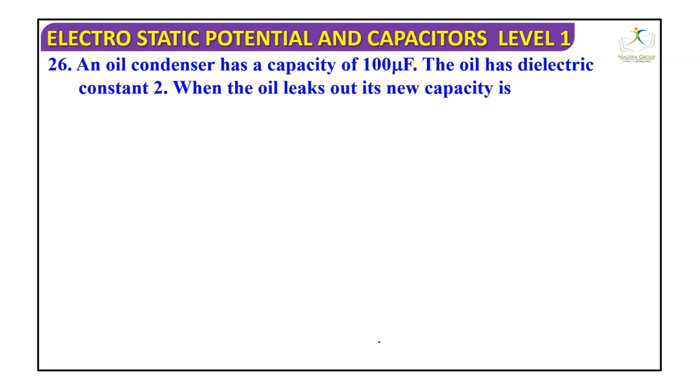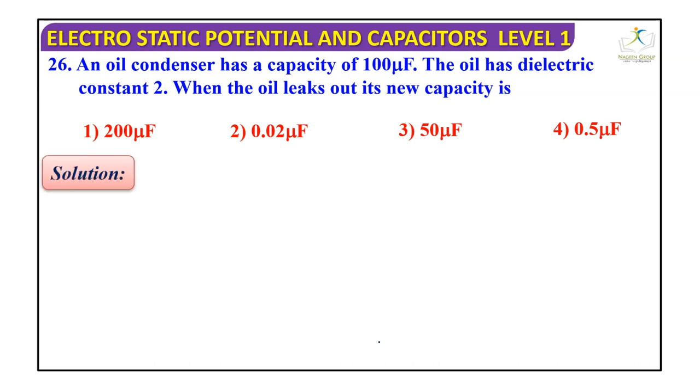Next, we have an oil condenser that has a capacity of 100 microfarad. The oil has a dielectric constant 2. When the oil leaks out, its new capacity is, we have these options. So, let us move with the solution part. C is equal to C prime by K. We put this value and get the result, which is 50 microfarad.